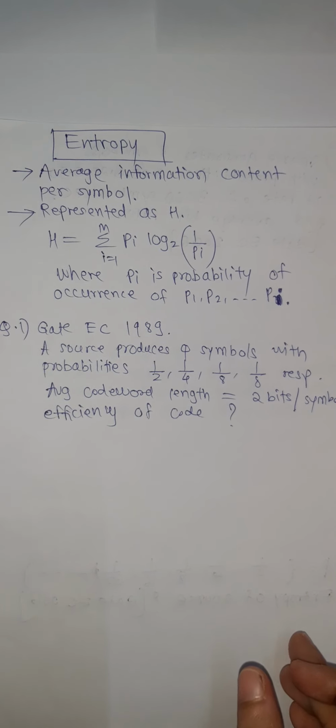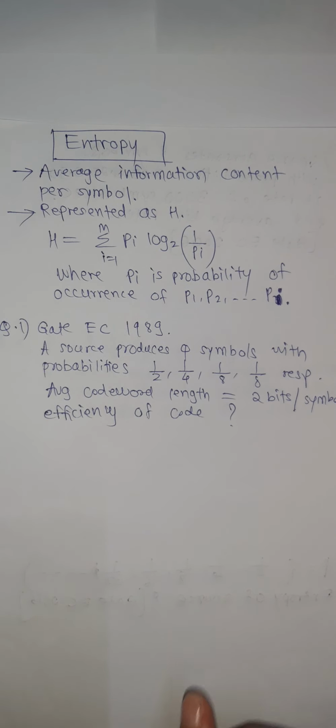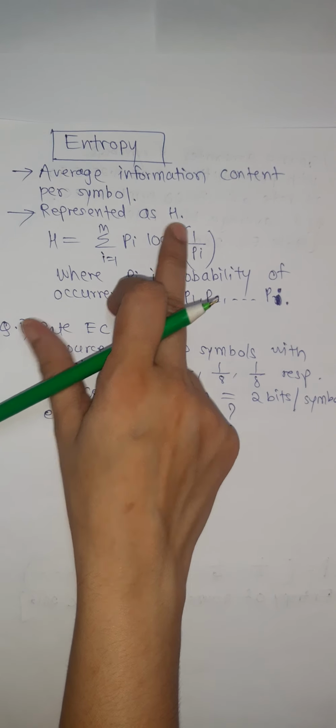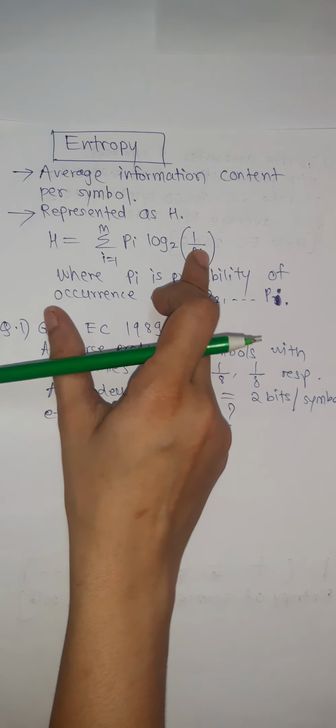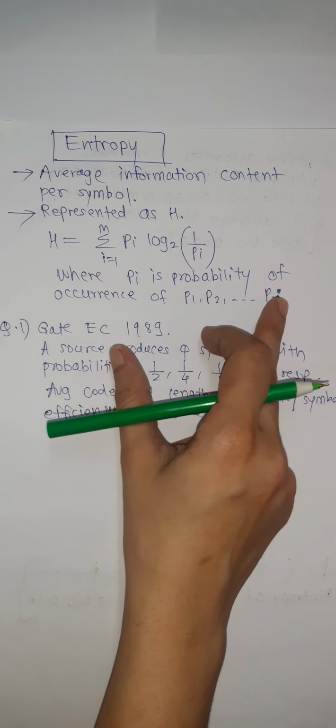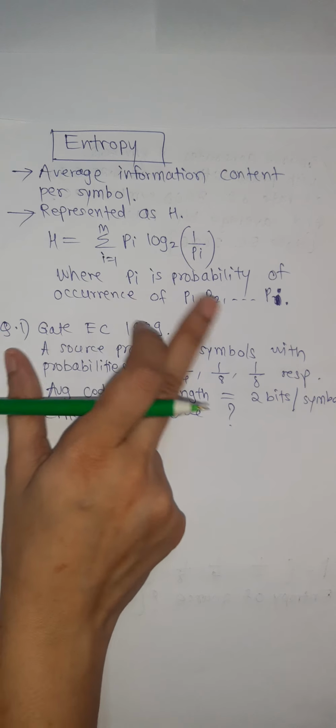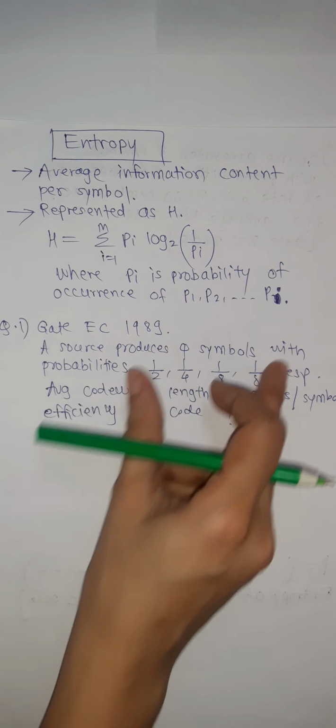Entropy is average information content per symbol. It is represented as H, and the formula is H equals summation i equals 1 to m of pi log base 2 of 1 upon pi, where pi is the probability of occurrence of symbols. Symbols can range from 1 to m.